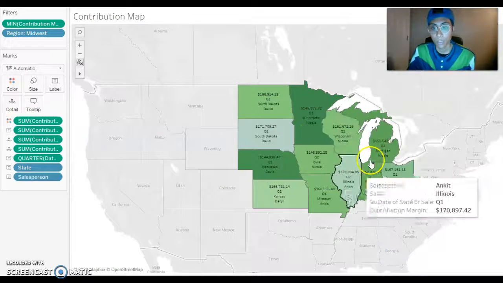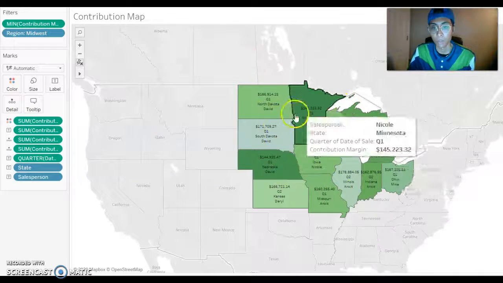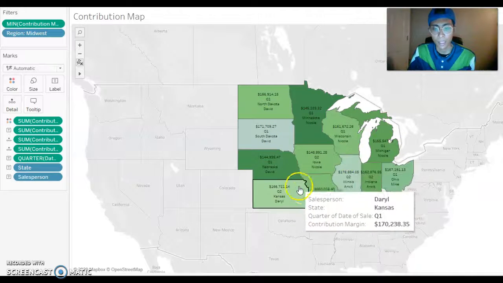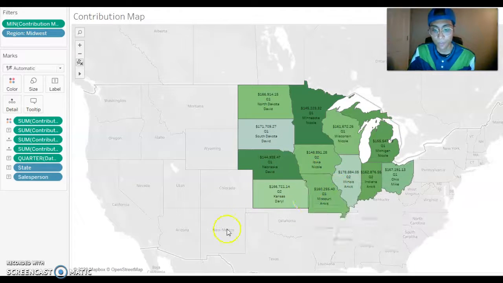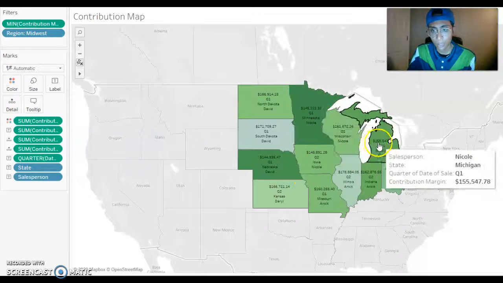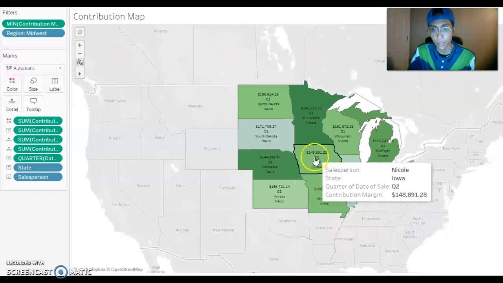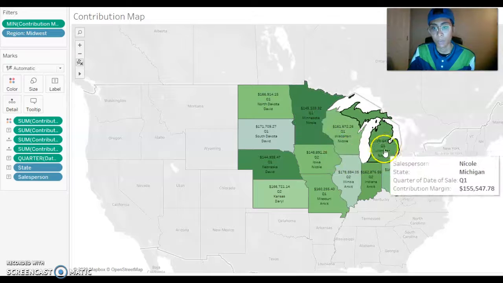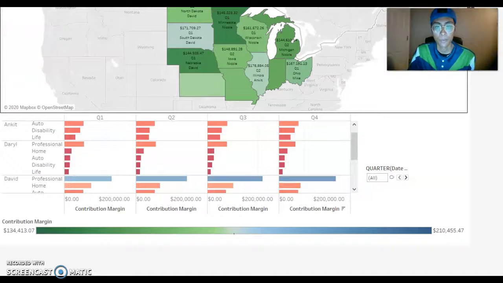So far, these states are actually doing pretty good, but there is still room for improvement. And since I noticed that it looks like Nicole has some issues with some of her states because they are very low, I'm trying to decide how we can boost that up for her and for the company.